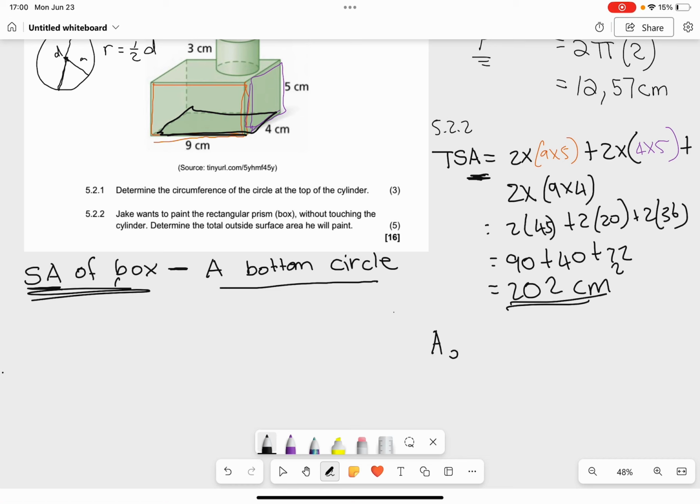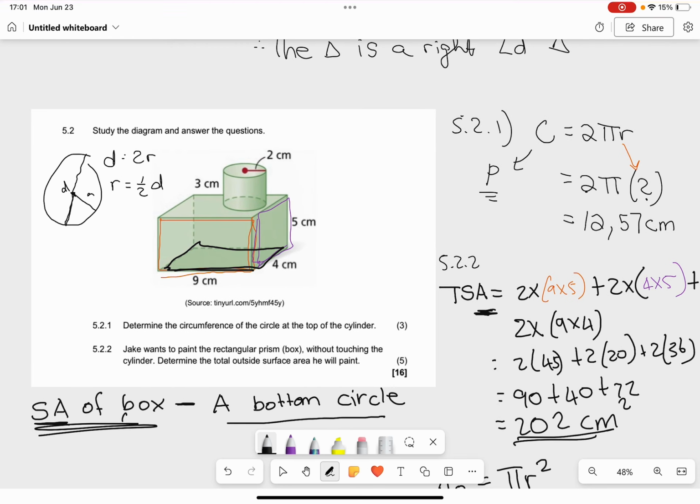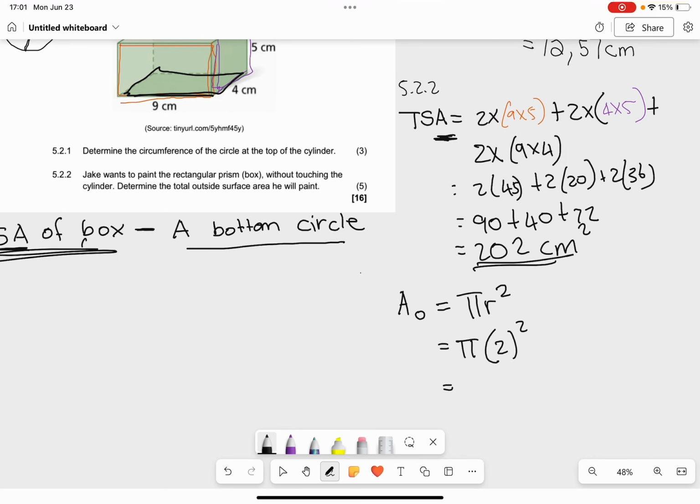Area of a circle is going to be equal to, you must just remember the formula, pi times r squared. So it's going to be pi times the radius, which was 2, squared. 2 squared is 4. Now, it just so happens that 2 times 2 is also equal to 2 squared, so the area and the circumference are equal in this instance. It'll be 12,57 centimeters squared in this case because it's area.